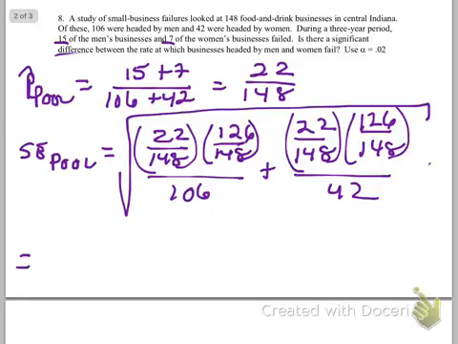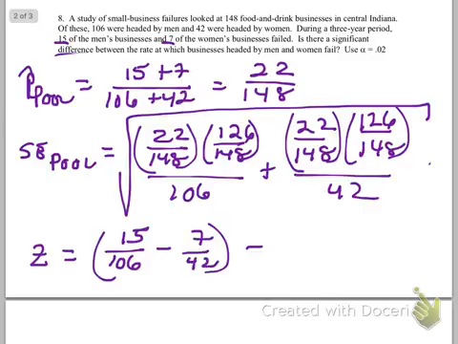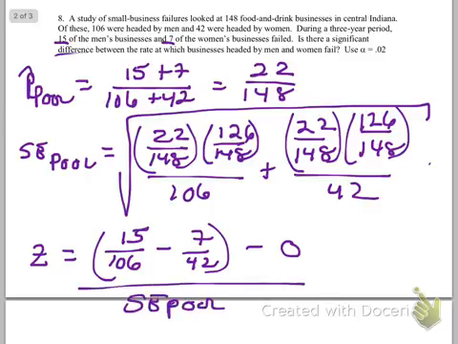Okay, so let's do z-score math. Don't need an equal sign yet. Okay, so z is equal to 15 out of 106 minus 7 out of 42, minus 0. Remember, you have to have that minus 0 divided by SE pool. Okay.